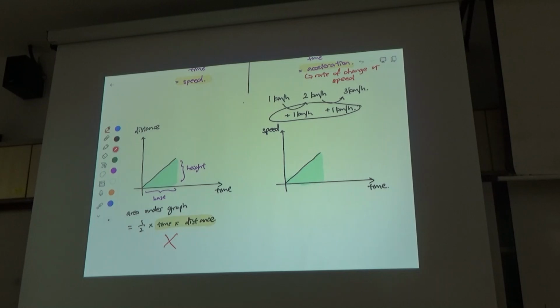In contrast to your speed time graph, the area under the graph, by the same logic, half times base, which is your time, because this is your base, and then your height will be your speed values. And what is speed times time? Speed times time is distance, right?